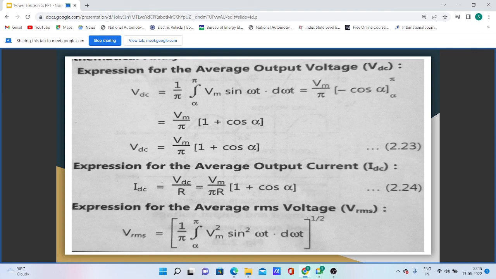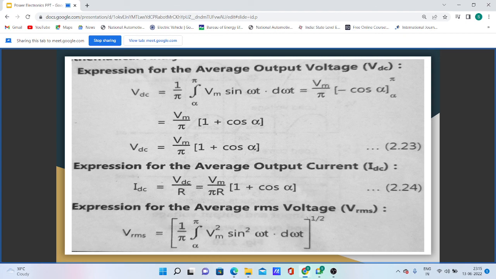Now we will see the mathematical expressions for average output voltage, that is VDC. VDC is equal to Vm by pi, into 1 plus cos alpha. Expression for average output current IDC is equal to VDC upon R, that is equal to Vm by pi R, into 1 plus cos alpha.